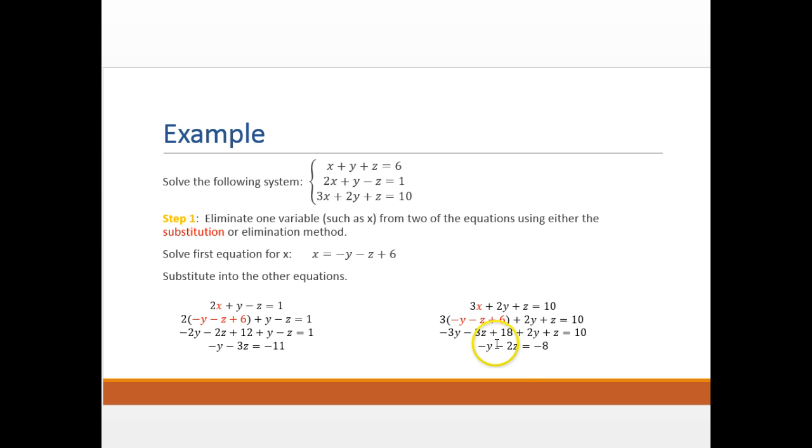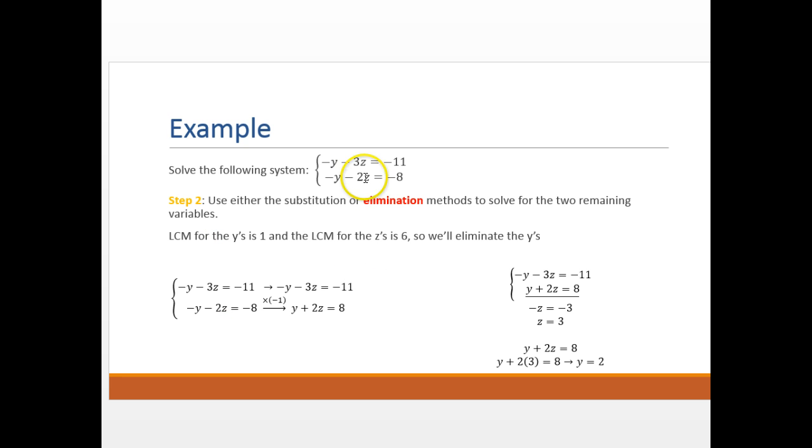We now have a system of two equations with two variables. We can apply either the substitution or elimination method. Let's use the elimination method. Here your LCM is 6. Here your least common multiple is 1. They're both negatives, so I need to change one. I'm going to leave the top one the same. I'm going to change the bottom equation by multiplying everything by negative 1. You get y plus 2z is 8.